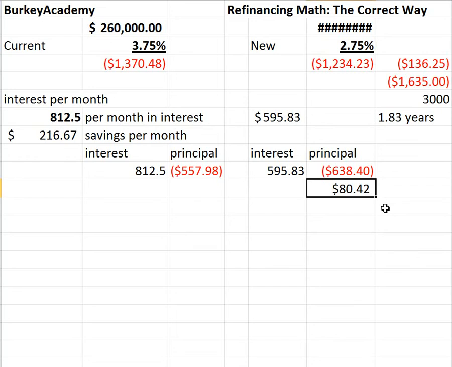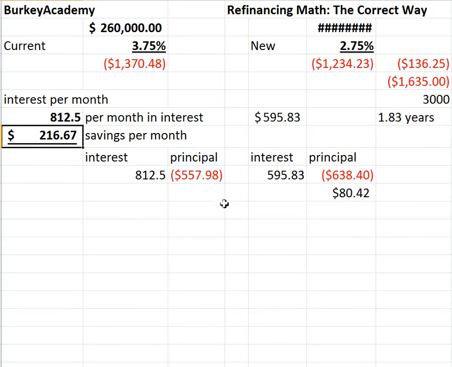So whenever I look at, and by the way, these two numbers, the 136 plus the 80, add up to the 216. So this right here is really, if you want to get down to it, the 216.67, how much your interest goes down is really the computation that you should focus on, not just the 136. So using the 136 number, it looked like it would take almost 2 years for you to break even on a $3,000 fee to refinance.